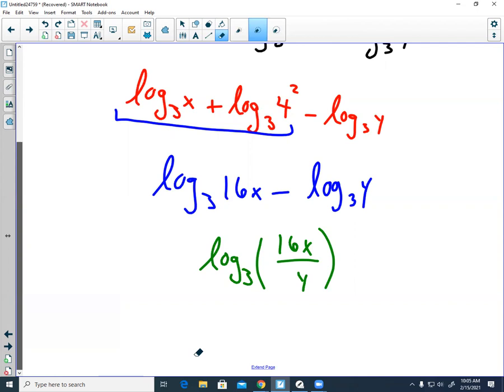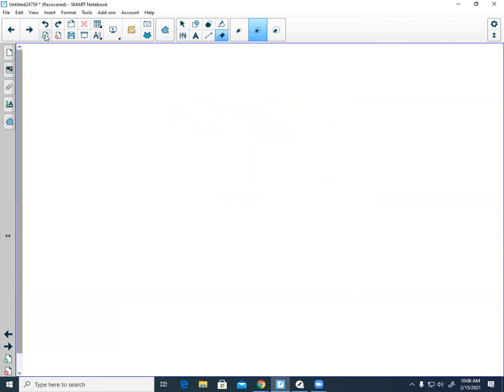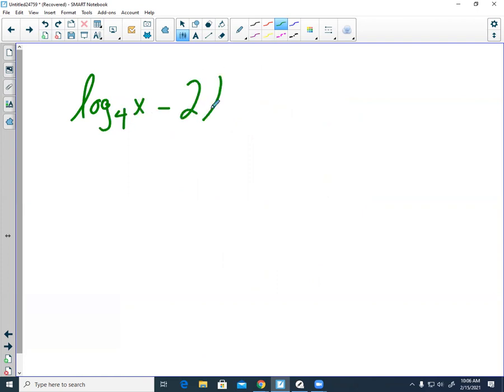So if you take care of it first, then it only squares the one thing that it's supposed to, not everything else. Good question. So I want to give you another one, and I want you to see how it works, and I want you to see if you run into the same issue that a lot of other people ran into. So if I have something like log base 4 of x minus 2 log base 4 of y minus 3 log base 4 of z.